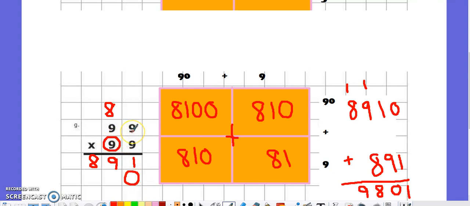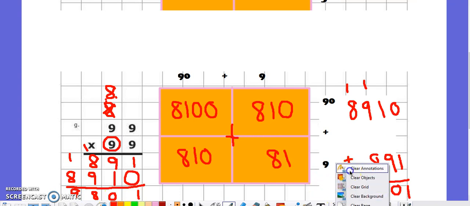And then I do 9 groups of 9 again, which again is 81. I'm done with this 8, but I'm still doing an 81. Then 9 groups of 9 again, plus 8 more. So 9 groups of 9 is 81 plus 8, 82, 83, 84, 85, 86, 87, 88, 89. Which gives me 8,910. And now with these 2 numbers, I add them. 9 plus 1, carry. 8 plus 1 is 9, plus 9 more is 18. And 8 plus 1 is 9. My answers match, 9,801. Let's do one more.